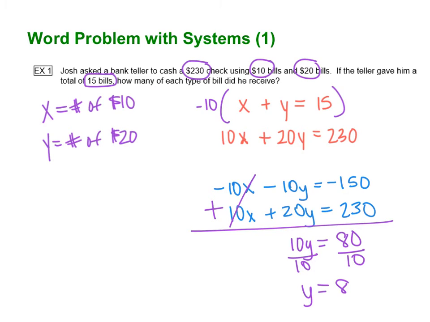So that tells us that he has 8 $20 bills. So we're going to take that 8 and plug it back in. I do think the top equation, this x plus y equals 15, is the easiest equation to work with. Now that we know that y is equal to 8, we're going to say x plus 8 equals 15. Subtract that 8 from both sides and we get x equals 7.